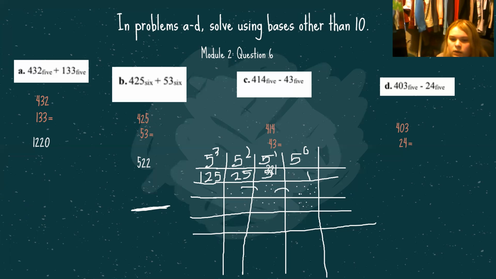So now we have 1, 2, 3, 4, 5, 6, 7, 8 dots minus 4 dots, which leaves us with 4. 8 minus 4 is 4. So now we're still left with 4, so we don't need to borrow any more from our 4 on the other side. So 4 minus 2 is 2, and 3 minus 0 is 3. So our answer for 403 to the base of 5 minus 24 to the base of 5 is 324.